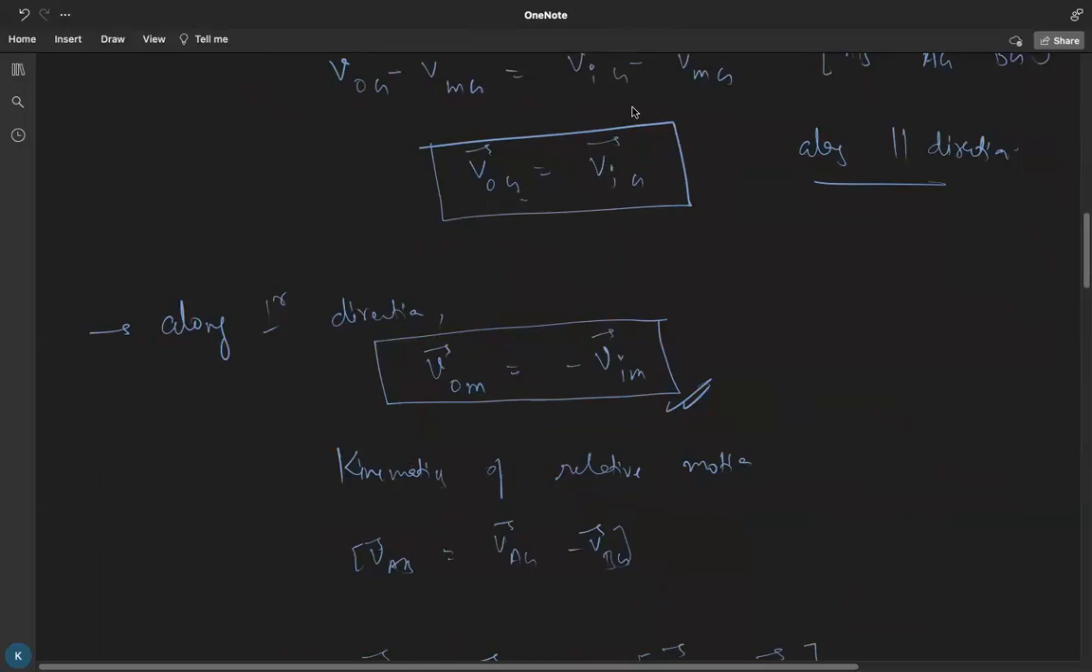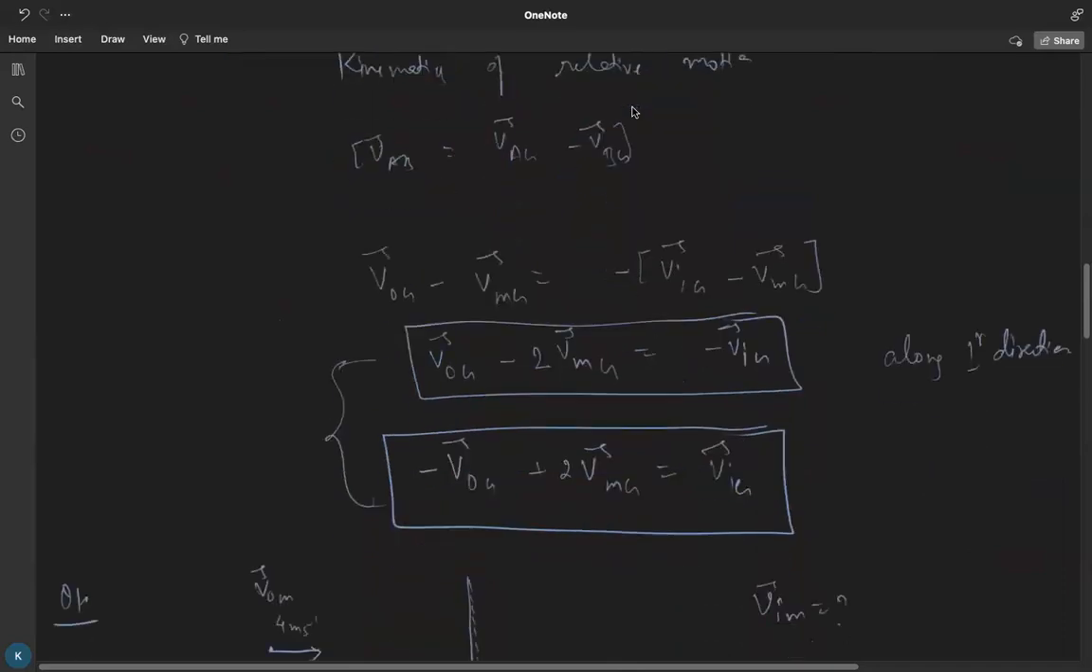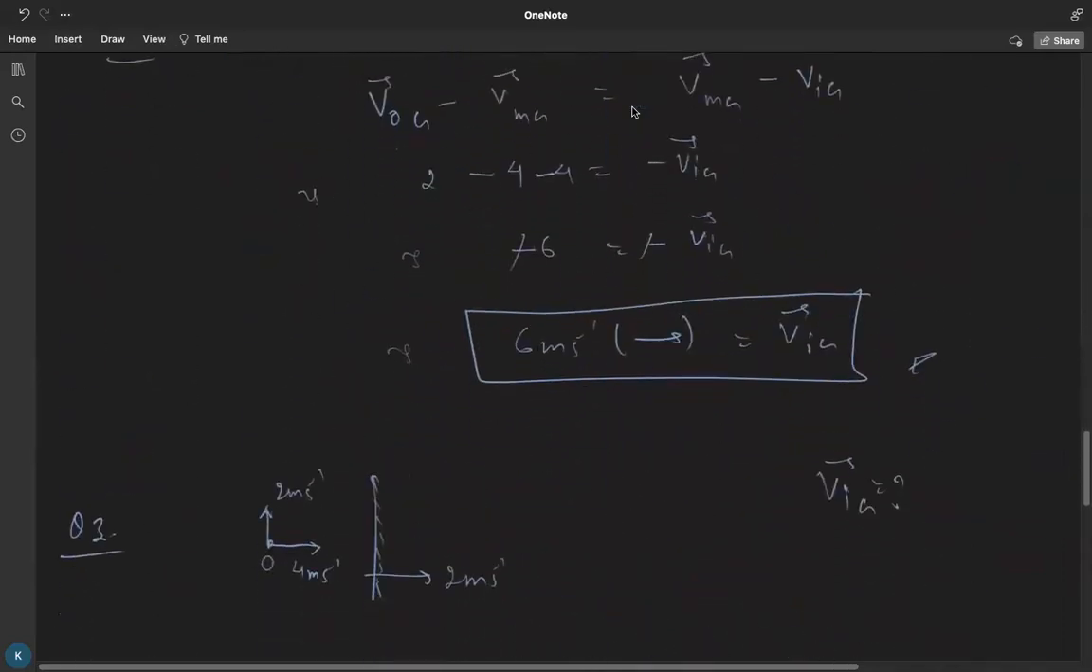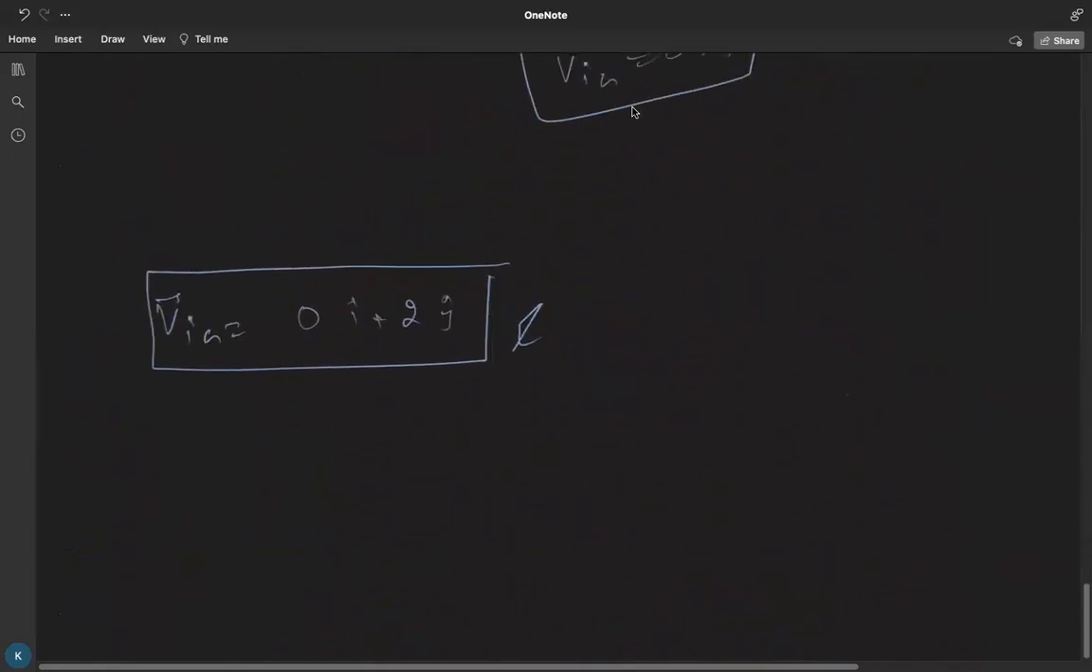That's why we have to apply the negative sign there. And when we use the kinematics of relative motion, we are able to find a relation, which is minus the velocity of the object with respect to the ground plus 2 times the velocity of the mirror with respect to the ground equals the velocity of the image with respect to the ground, right? And we have already done 2 or 3 problems based on it.